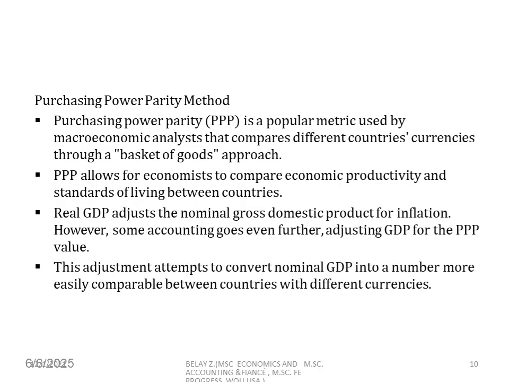The second method is the purchasing power parity method. Purchasing power parity is a popular metric used by macroeconomic analysts that compares different countries' currencies through a basket of goods approach. Purchasing power parity allows economists to compare economic productivity and the standard of living between countries. The real GDP adjusts nominal gross domestic product for inflation. However, some accounting goes even further, adjusting GDP for purchasing power parity values.